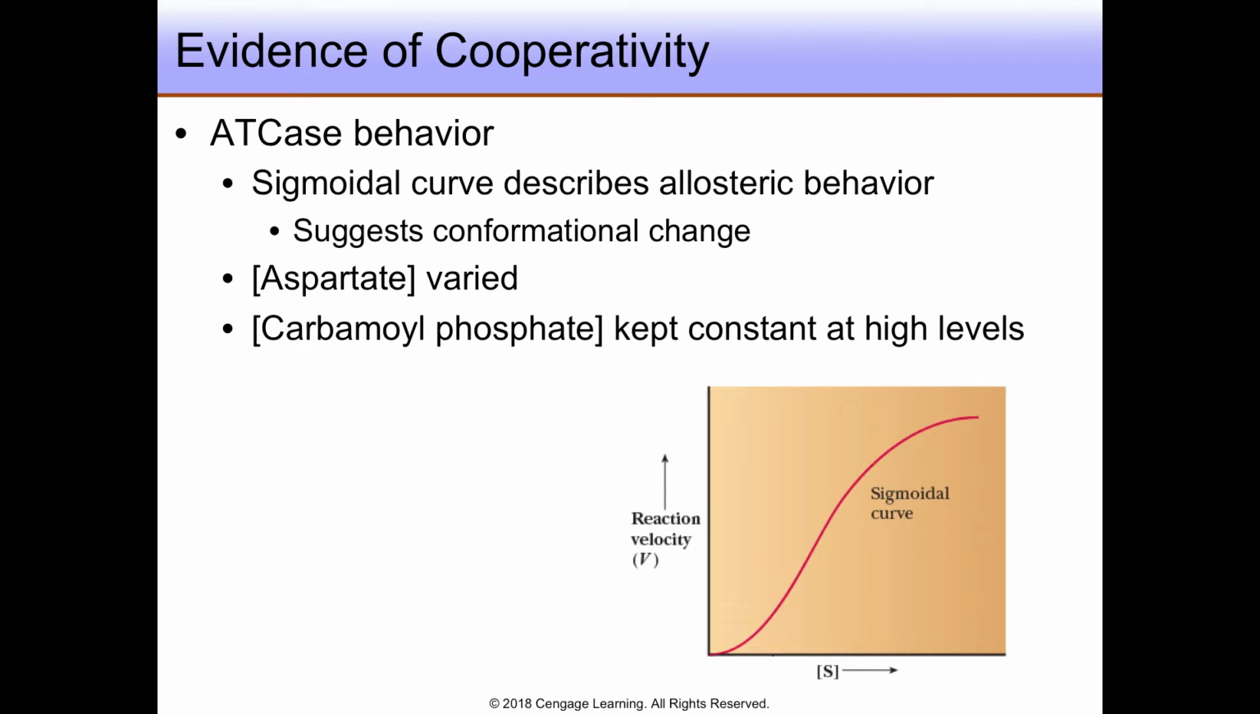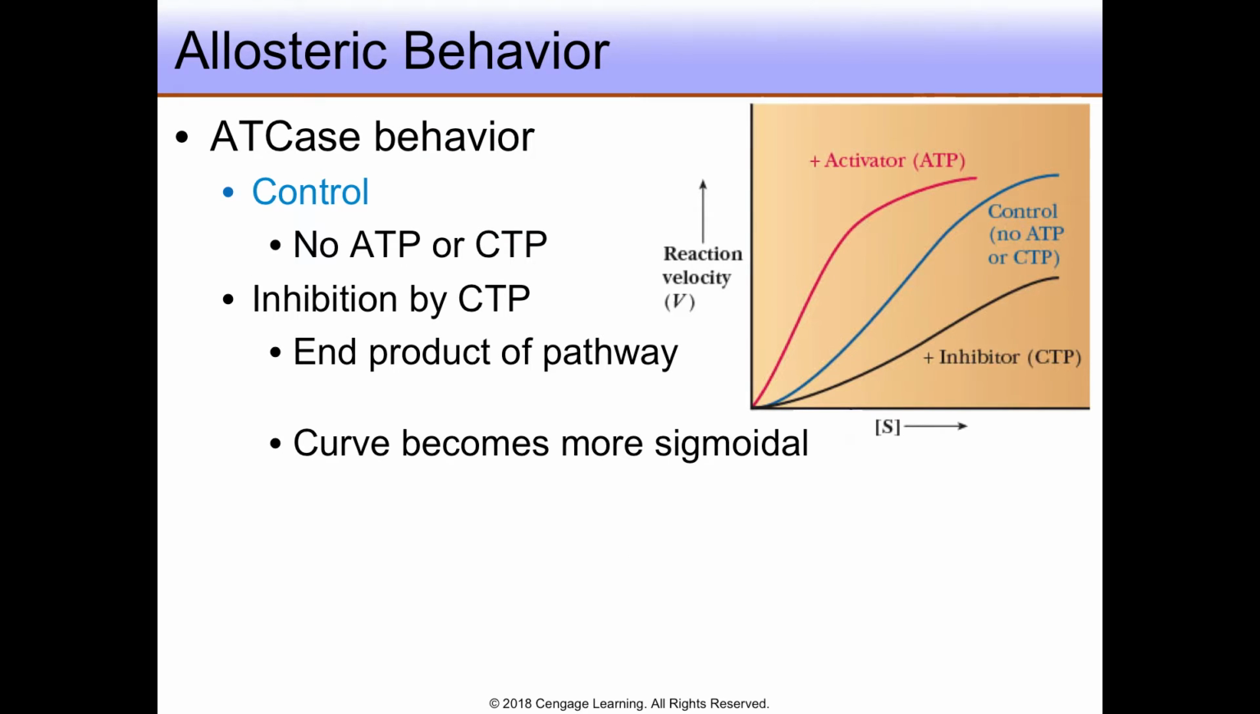For enzymes that have two substrates, like ATCase, we hold one substrate concentration constant and vary the other. In the graph here, the blue curve represents the control, ATCase activity in the absence of any effectors. This represents its native activity. Notice that it is still sigmoidal.